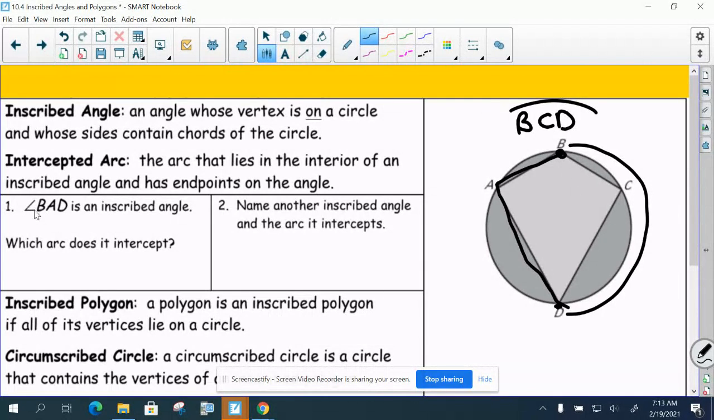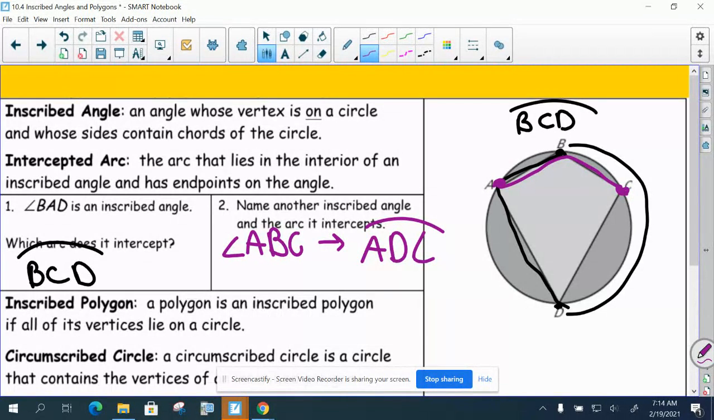So number one, angle BAD is an inscribed angle. So BAD, that's what we just answered, and arc BCD. And then number two, name another inscribed angle and its intercepted arc. So how about ABC? Angle ABC corresponds to the arc from A to C going around this way. So ADC would be its intercepted arc, the arc that the endpoints intersect.